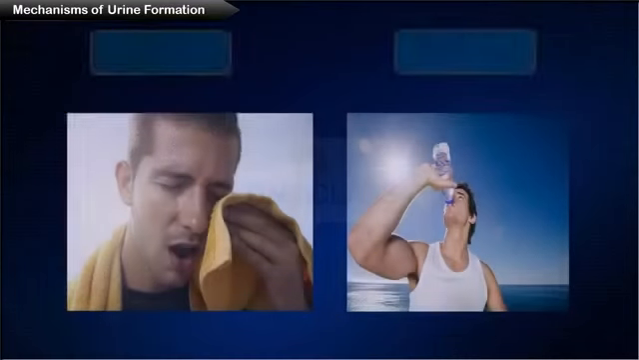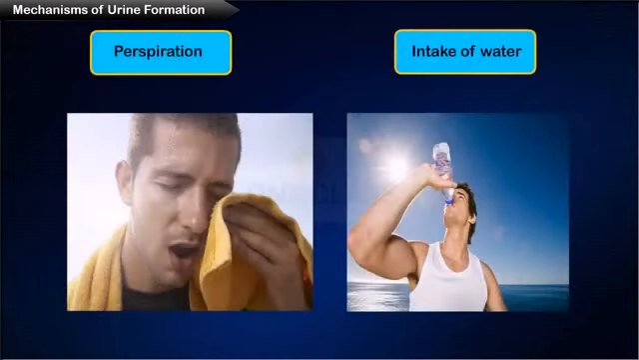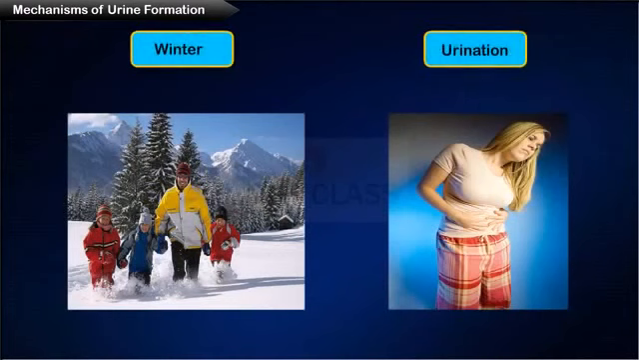Why is it so? In summer, as the temperature is high, there is a loss of water that occurs through perspiration. For that reason, the frequency of urination is less in spite of higher intake of water. But in winter, the frequency of urination is more due to low temperature and loss of less water through perspiration.